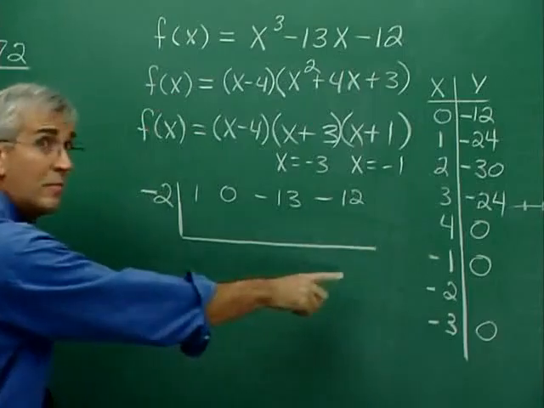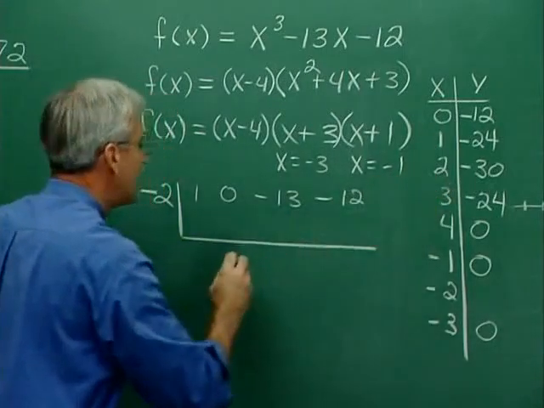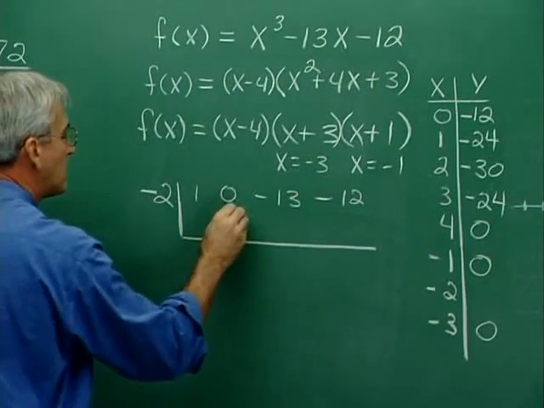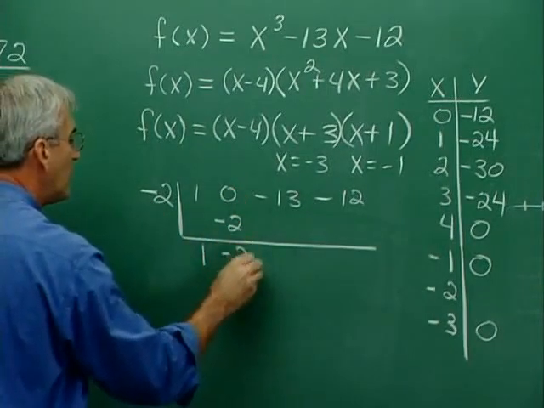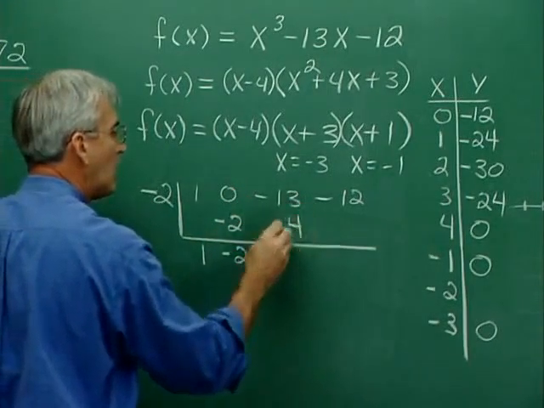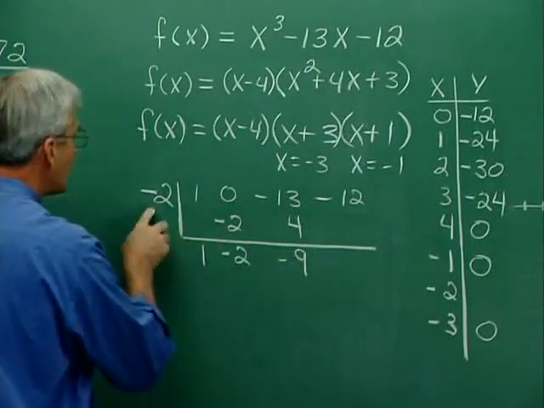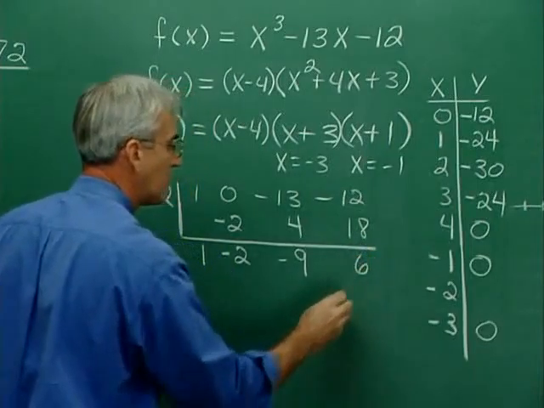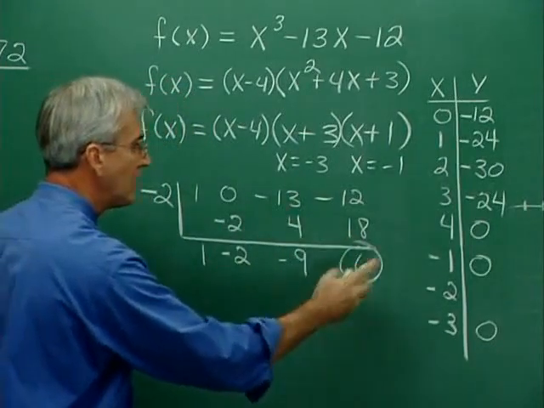And away we go. The remainder is going to be positive, I'm thinking, because of the nature of the graph over there. But let's see, bring down the 1. Negative 2 times 1 is negative 2. Together we get negative 2. Negative 2 times negative 2, 4. Together, negative 9. Negative 2 times negative 9, 18. 18 with negative 12 is 6. So f of negative 2 is 6.